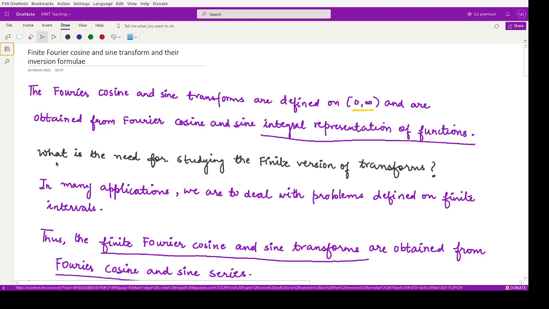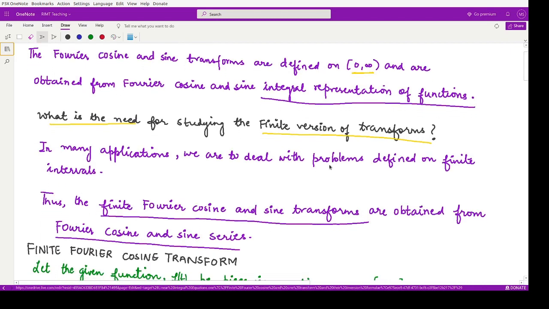So what is the need for studying this finite version of such transforms? In many applications, we have to deal with problems which are defined on finite intervals. So what we do instead is we create new formulas which would be valid for these finite intervals. That is known as the finite version, the finite Fourier cosine and sine transforms, which are obtained from their corresponding counterparts, the Fourier cosine and sine series.